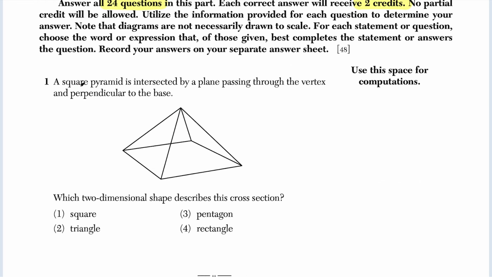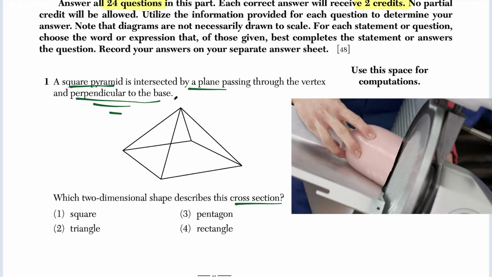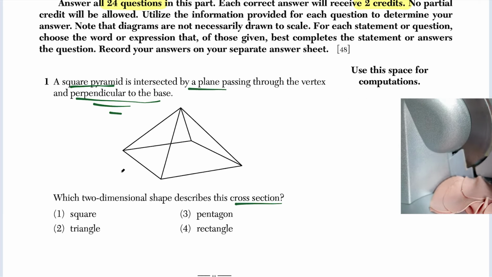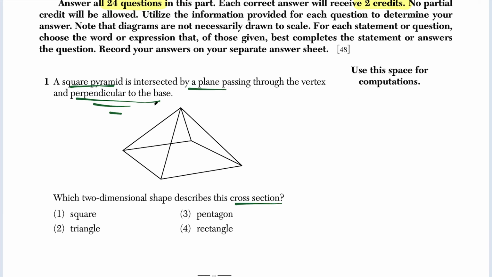First up here, we have a square pyramid that is intersected by a plane passing through the vertex and perpendicular to the base. So this is the million-dollar phrase right here. And we want to know which two-dimensional shape describes this cross-section. Anytime they tell me to describe a cross-section, I always think of deli meat being sliced. The idea is we have this 3D solid here, and we're slicing it perpendicular to the base. That means we're going straight down towards the base like this, and we're passing through the vertex.